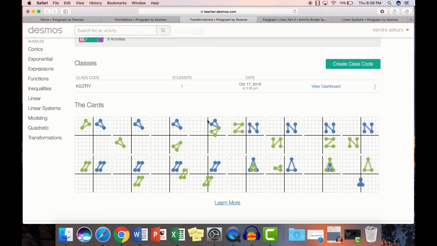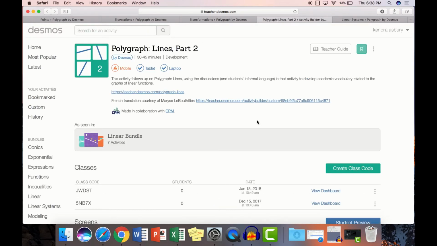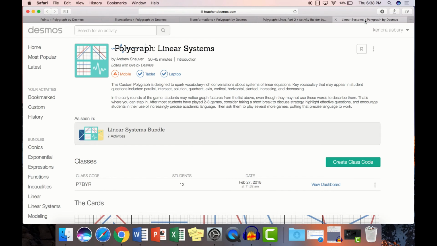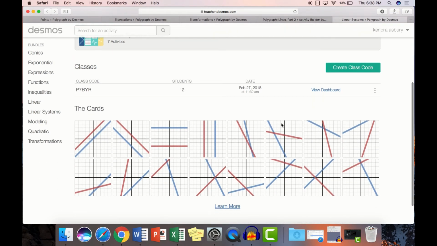I mean, this is very vocabulary heavy. This is really important for our students to practice these words. Otherwise, math feels like a foreign language. And here we have a Polygraph about lines. So we just did this one actually recently. And we're going to be doing this one, which is a Polygraph about systems.